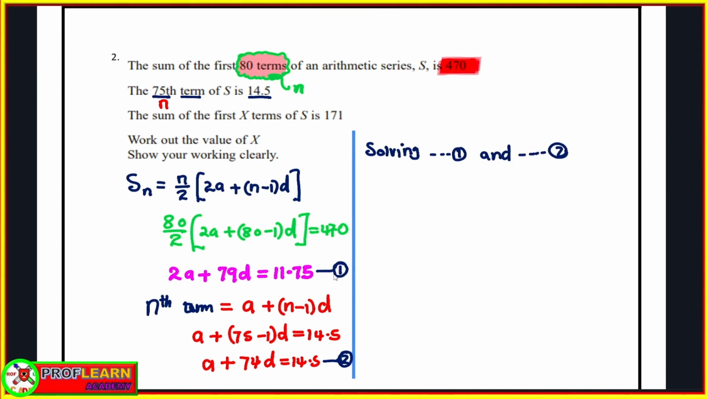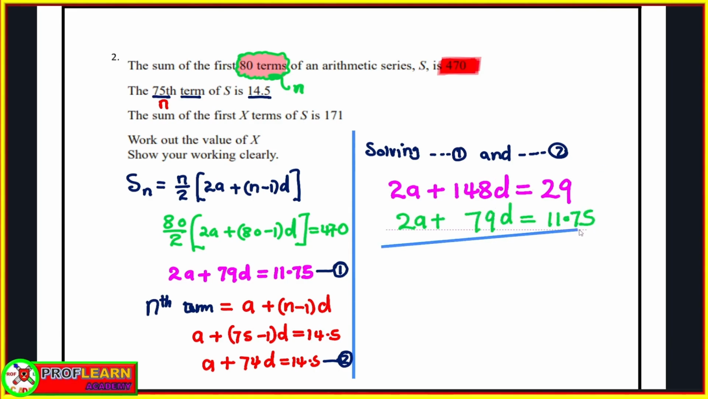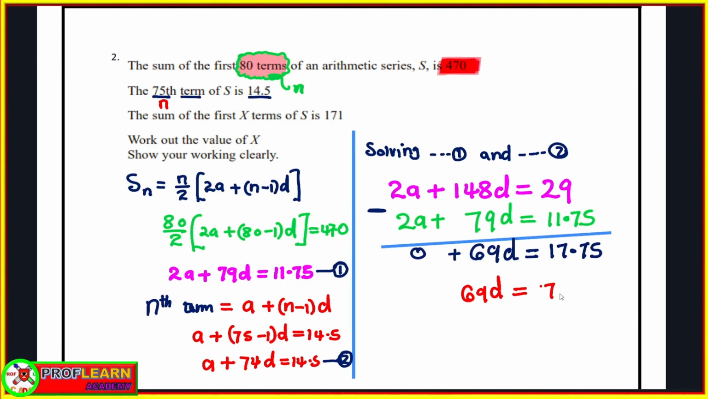Now what I need to do is to multiply the second equation by 2. So if I multiply equation 2 by 2, it will be 2a plus 148d equals 29. And the reason why I did that is to ensure that I'm having 2a in both equations. So equation 1 was this. Then we can subtract the two and eliminate a, and basically we're going to have this equation as 69d equals 17.75.